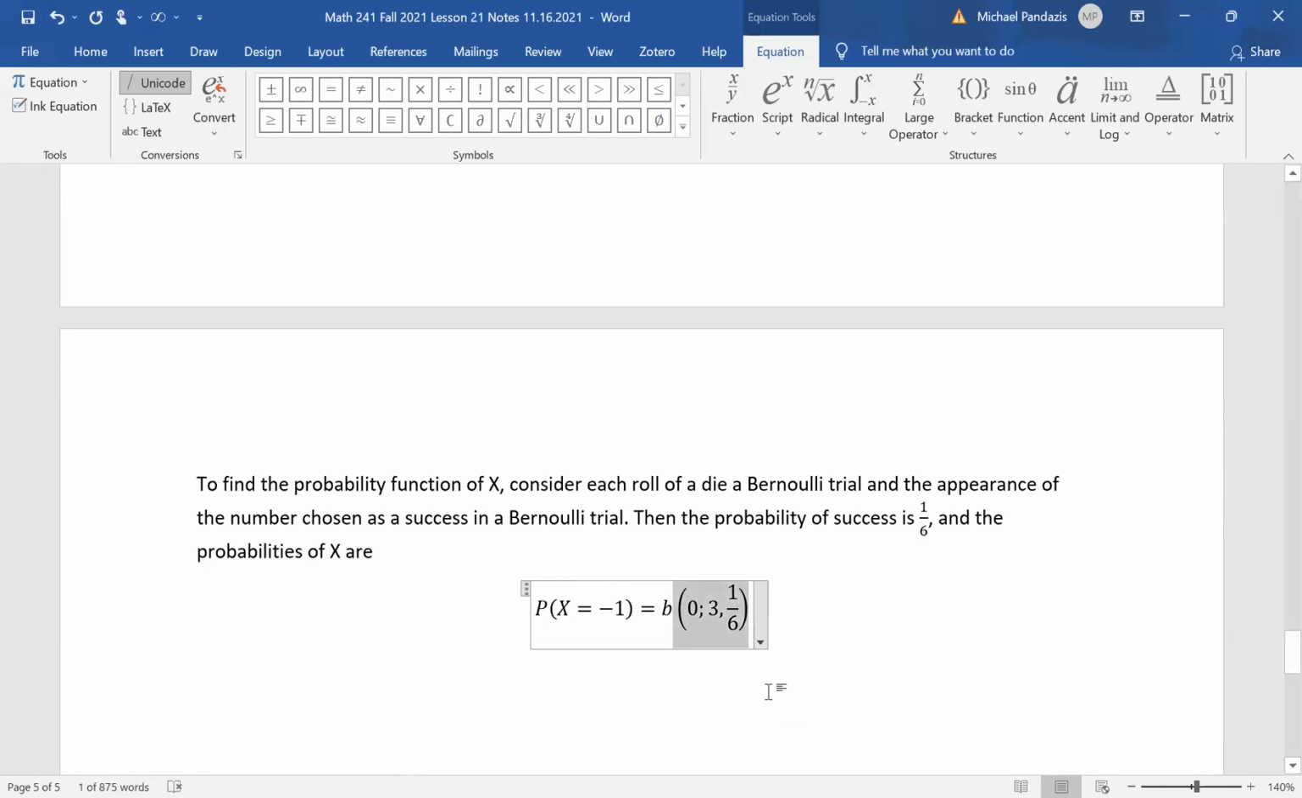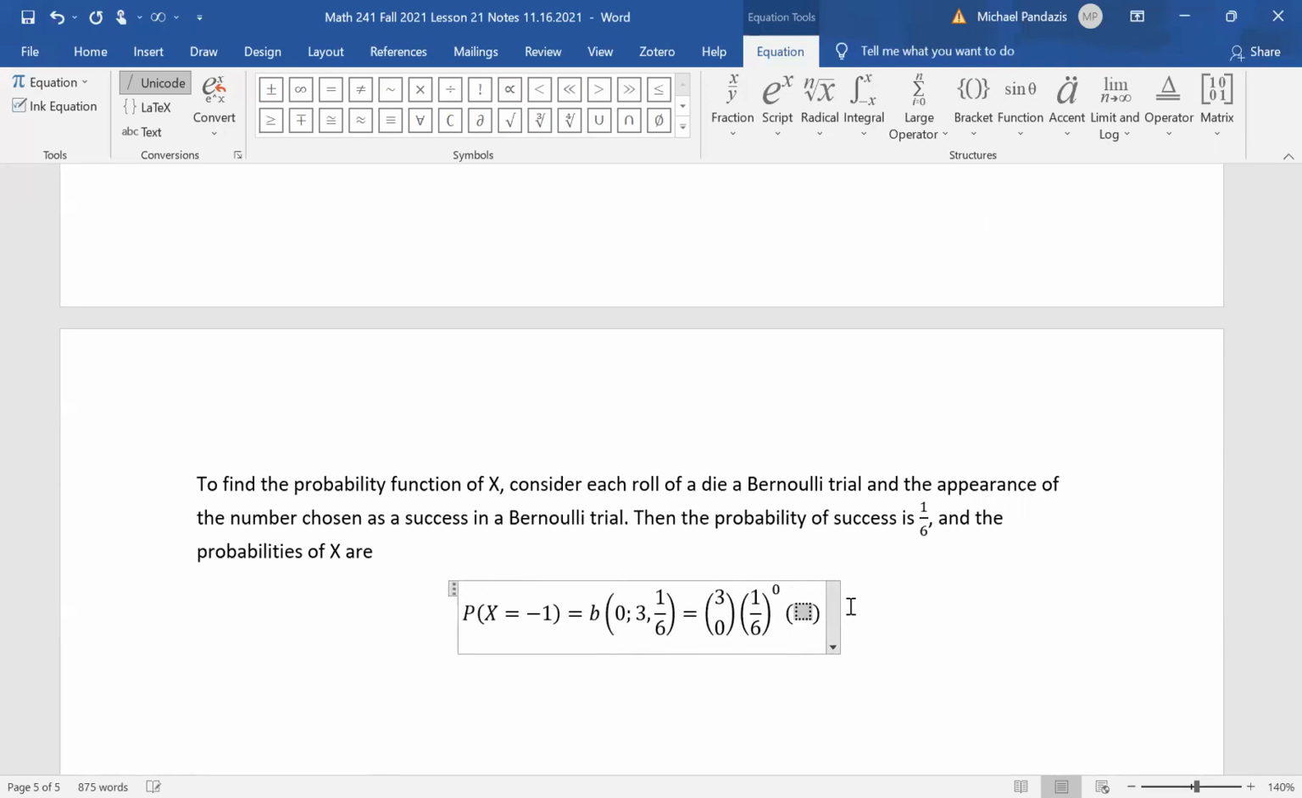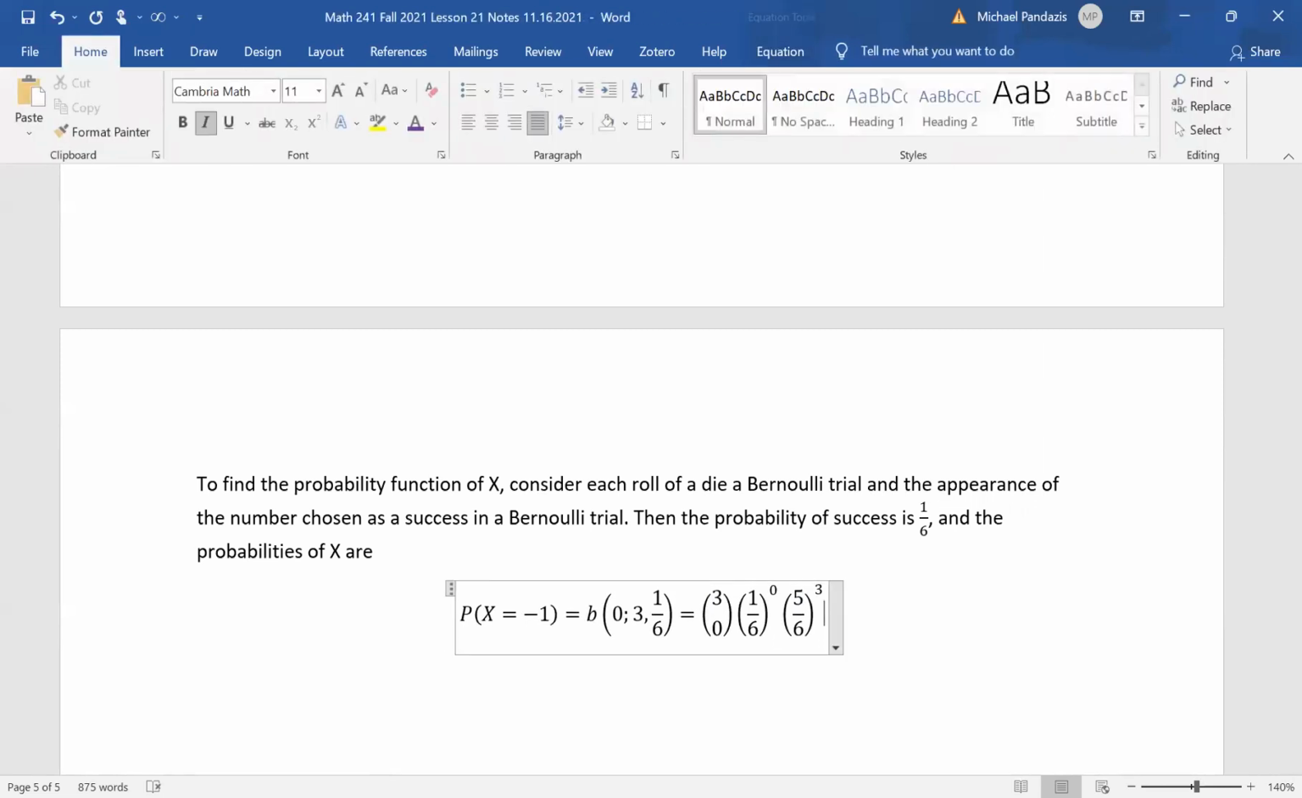So it's the value of b(0; 3, 1/6). This is equal to, well, you can translate this. Remember, this has a value. It's now a function. You found the probability is equal to this function, and the value of this function is the answer of that probability. You could write this out. This is 3 choose 0 times 1/6, the probability of success, raised to the 0 power, times 5/6, the probability of failure, cubed, because you succeed 0 times, fail 3 times.